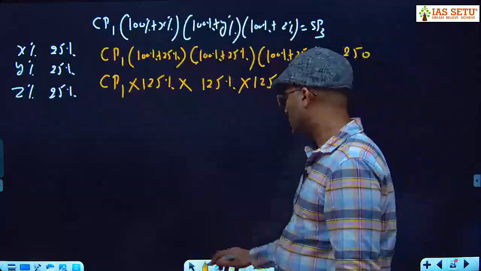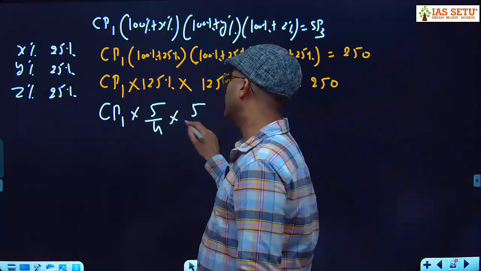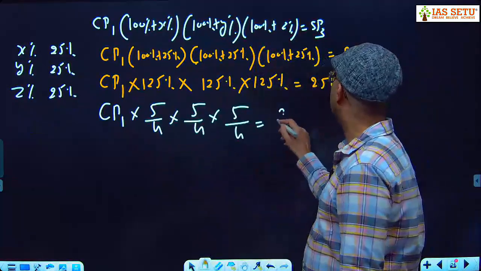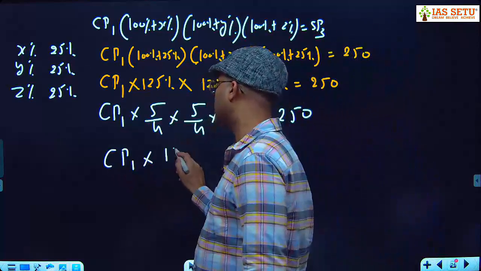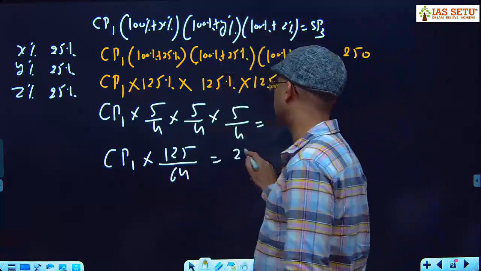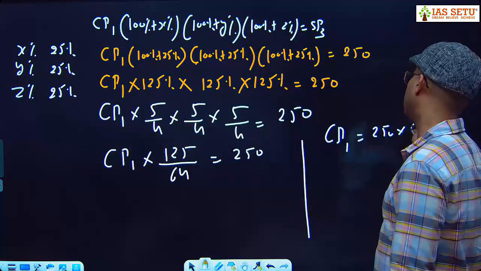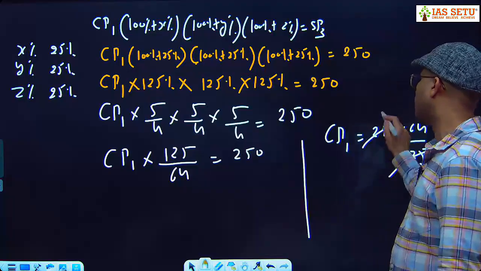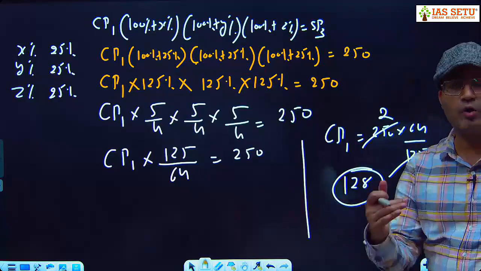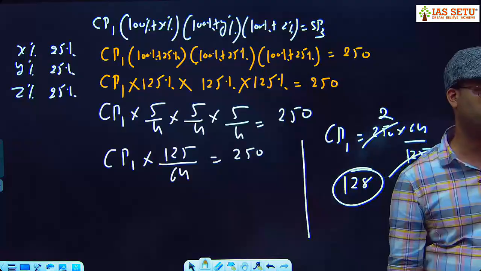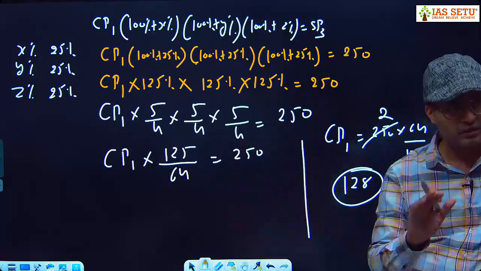Now here, CP1 into 5 by 4 into 5 by 4 into 5 by 4 is 250. Cross multiply, or it is CP1. 5 cube is 125, 4 cube is 64, it is 250. We make it reverse. CP1 is 250 into 64 upon 125. 125 into 250, 2 into 64, 128 rupees. So how much did the first pay for that? 128. Let me explain in detail so that you will be comfortable.